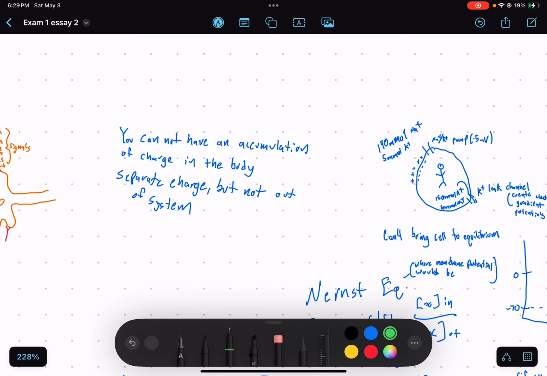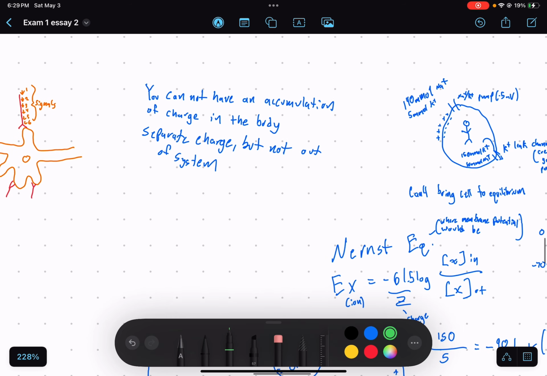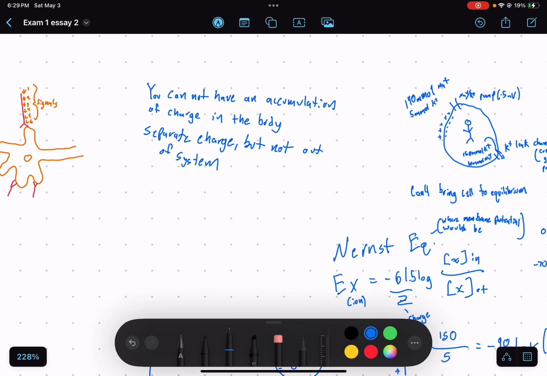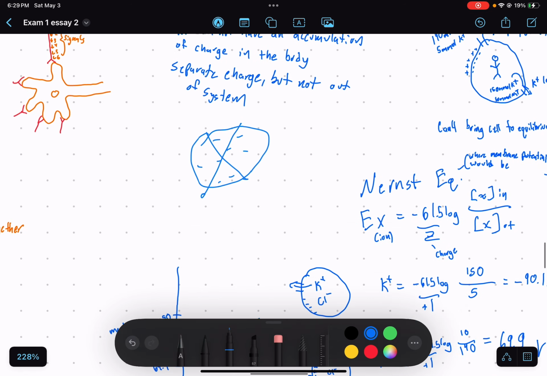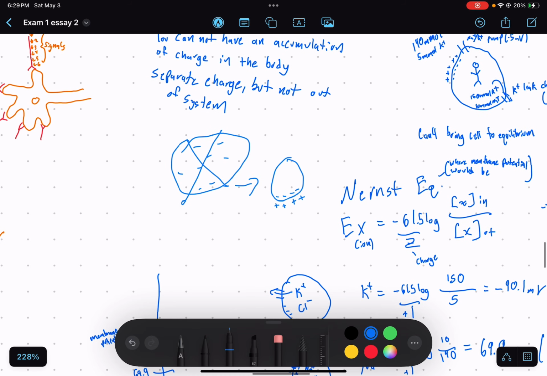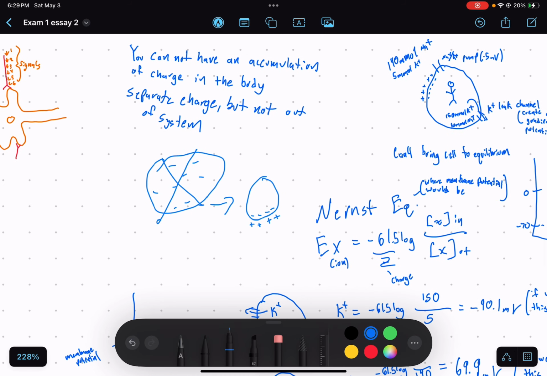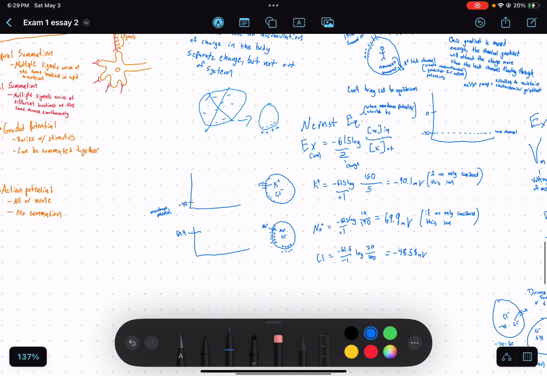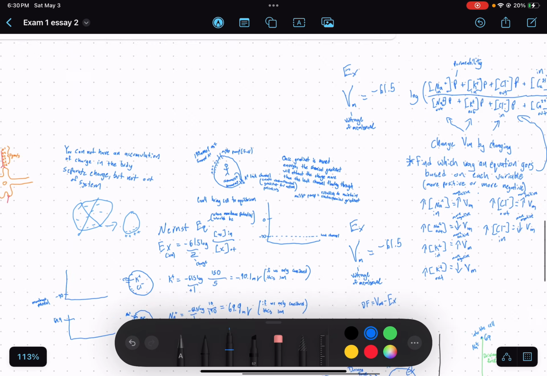Here I'm just letting you know that you cannot have an accumulation of charge in the body. It's just a separation of charge. So basically what that is saying is, you have your cell, you can't just have a bunch of free-floating negative ions accumulating within the cell. What's going to happen is you're going to have those negative charges being separated from their positive charges, but not accumulating themselves.